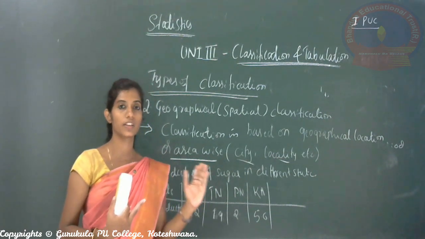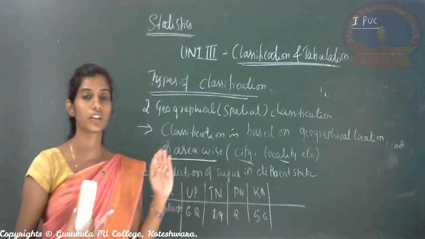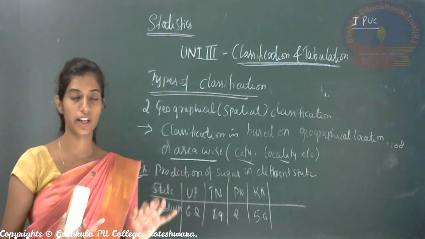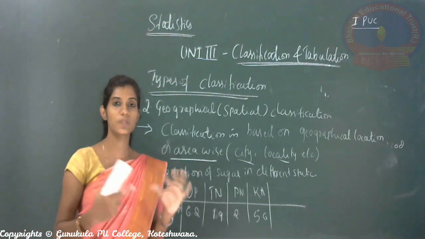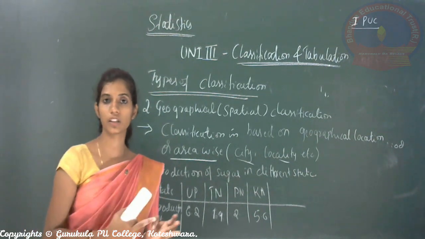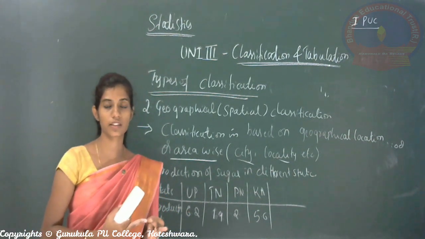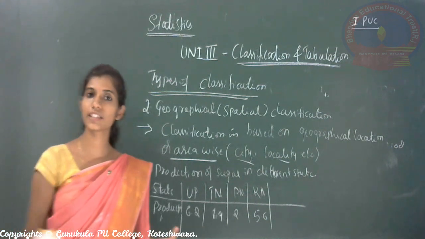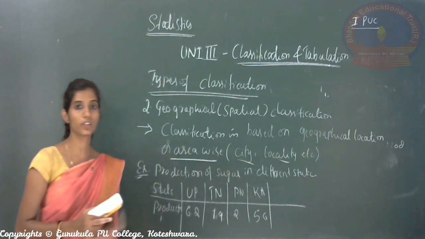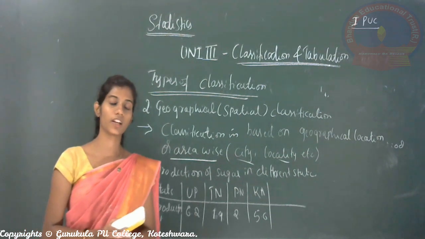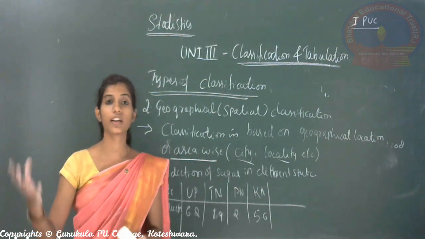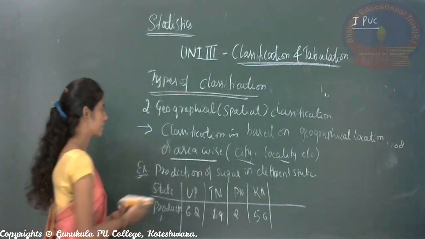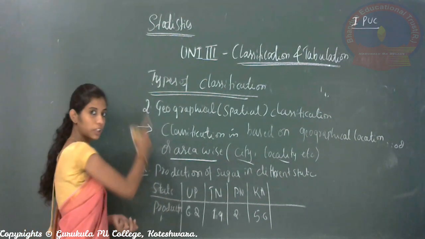Attributes change from one person, one characteristic, one unit to another unit. Such characteristics are called attributes. When we say attributes, things that cannot be expressed numerically should come to mind. It may be literacy, marital status, habits, or colors. All these are qualitative characteristics. So classification based on qualitative characteristics is called qualitative classification.